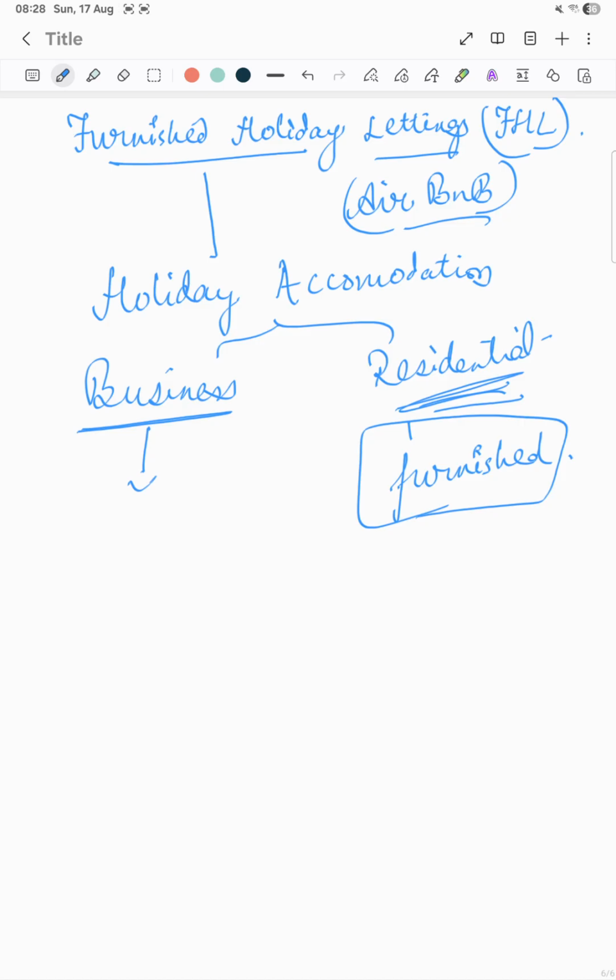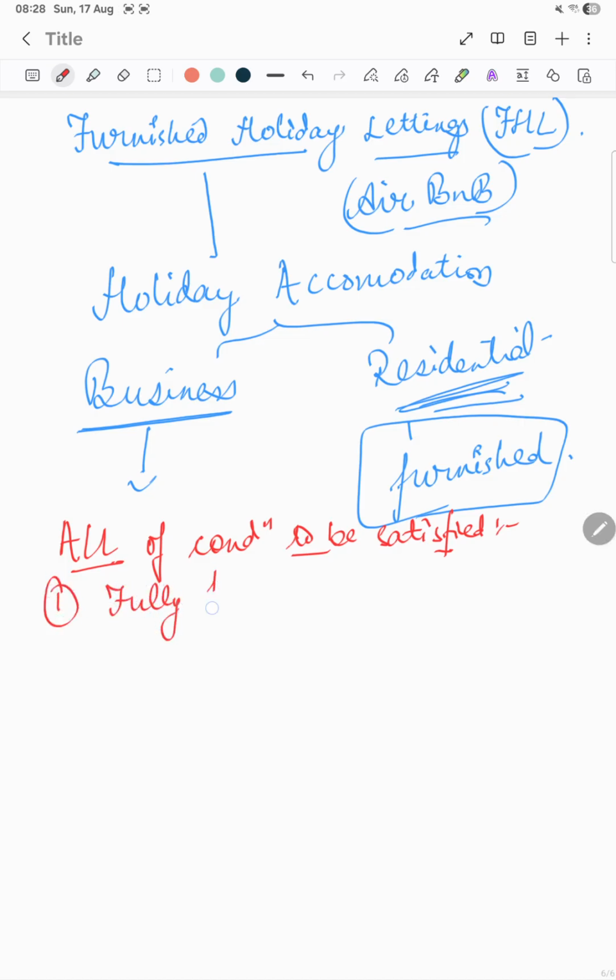To be able to claim tax treatment for furnished holiday lettings, there are certain conditions, and all of those conditions have to be satisfied. Once we know what these conditions are, then I'll tell you the benefits. First of all, for any ordinary person who is going out on a holiday and is booking an Airbnb, that person would expect that this Airbnb is fully furnished. So the first condition is fully furnished.